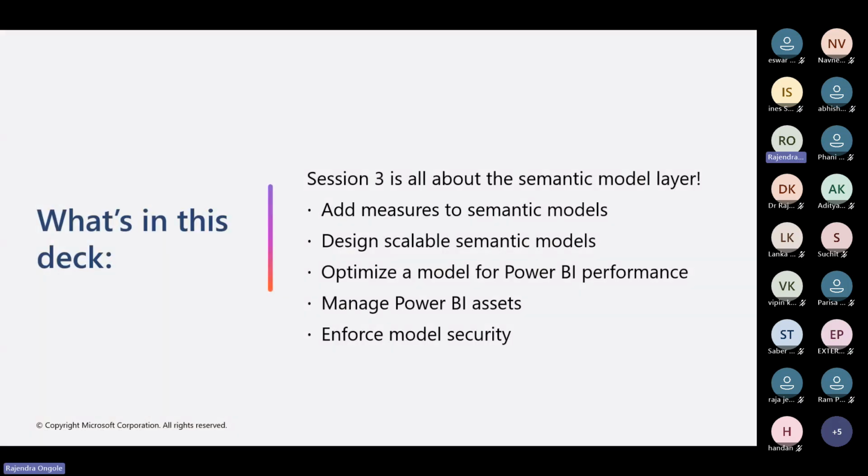Let's get started. So in this session 3, we are going to cover most of these PL300-related Power BI topics. Adding measures to the semantic model, in which scenarios you're going to create measures, and designing a scalable semantic model, like performance tuning, how we are going to optimize the model. Along with that, managing Power BI assets and model security enhancements like row-level security, we are going to discuss at that time. Fine.